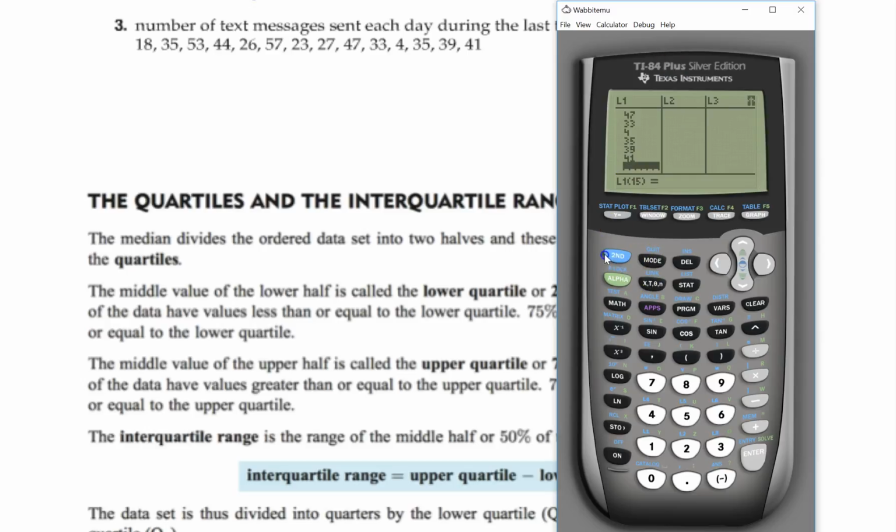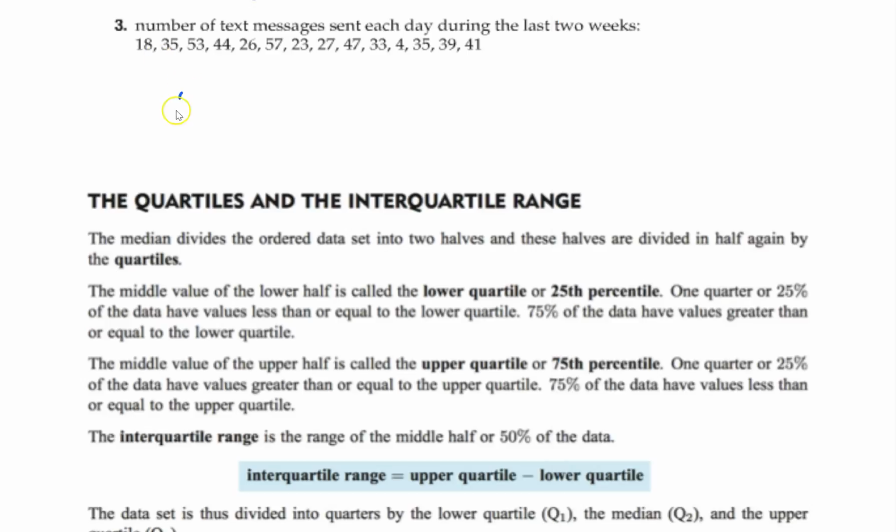So now we can quit and go to stat. We're going to go to one variable stats. Again, L1 is list 1, and the frequency list we're going to leave blank. We're going to hit calculate, and again, our mean is 34.4. Our median is 35. So the mean is 34.4 and the median is 35. And then the mode, we actually have to do ourselves.